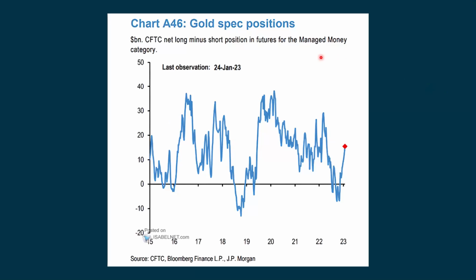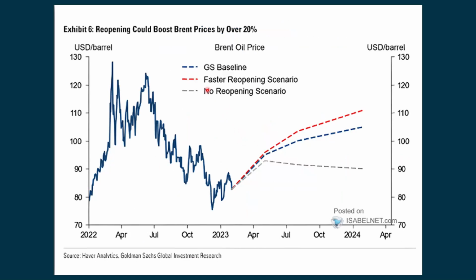Some broad market looks. This is looking at gold. It says gold speculation positions are starting to go up as gold has been going up lately. This suggests that China reopening could boost oil prices by up over 20%. The baseline is the dark blue area where they do suggest that it will go higher. If we have a faster reopening, then oil should rise faster. If there's no reopening or they lock things down again, we might see things actually start to decline after initially going up.